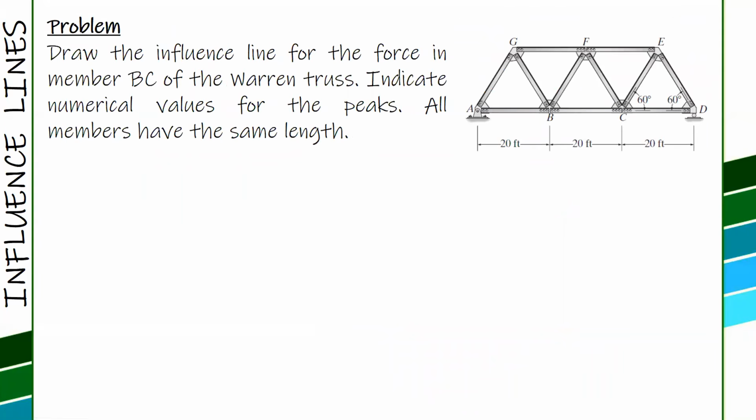So, let us solve a simple problem. Draw the influence line for the force in member BC of the warren truss. Indicate numerical values for the peaks, and all members have the same length.